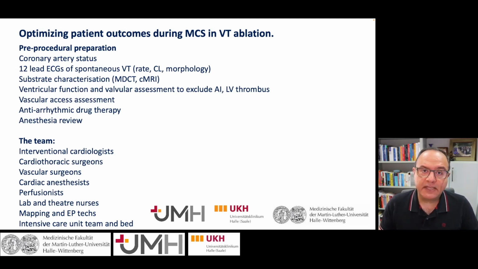Substrate characterization and localization, using MRI or reviewing the previous 3D maps. Ventricular function, valvular function, LV thrombus. We should know about all this before going for hemodynamic support. Vascular access assessment, antiarrhythmic drug therapy, and also anesthesia review before the ablation procedure.